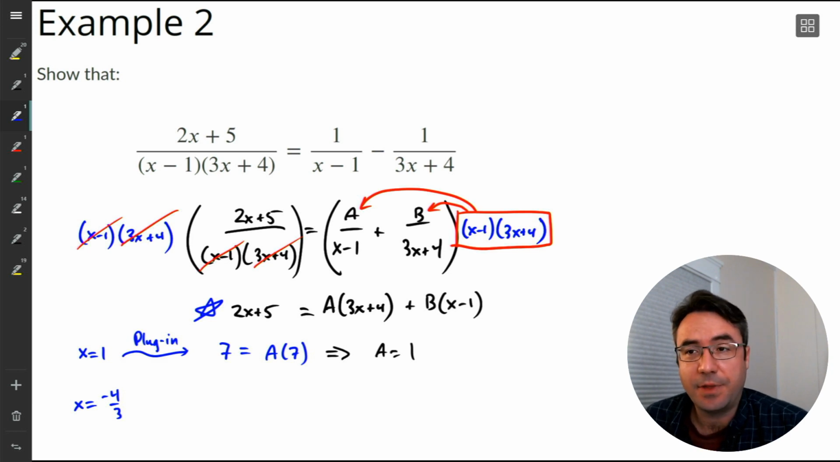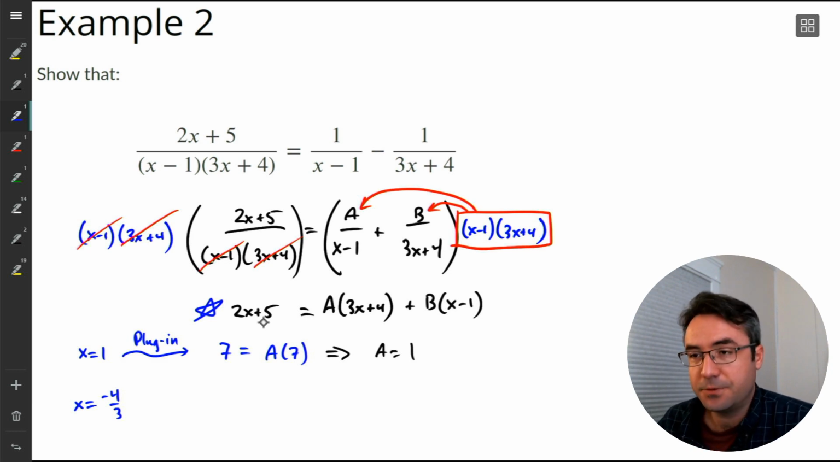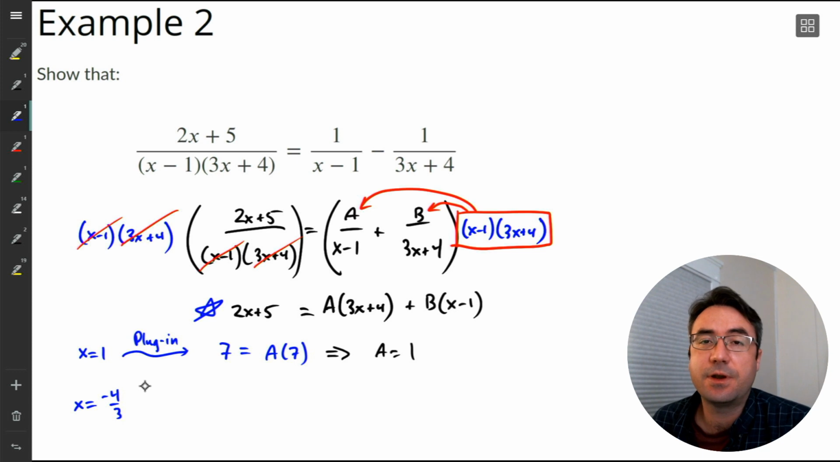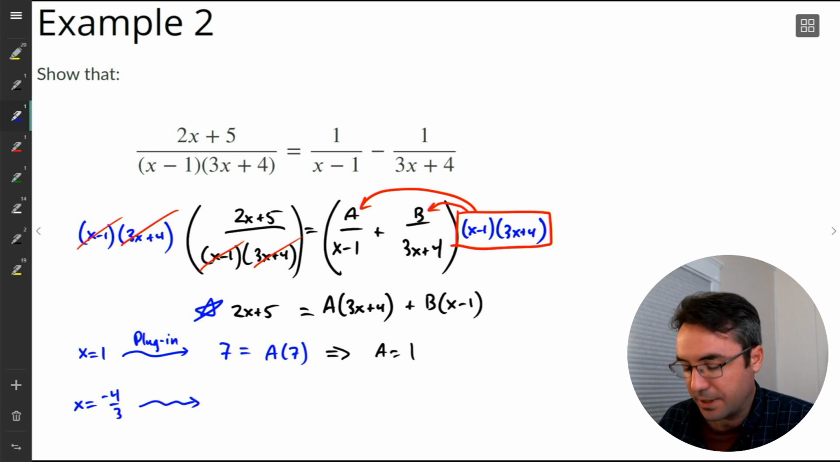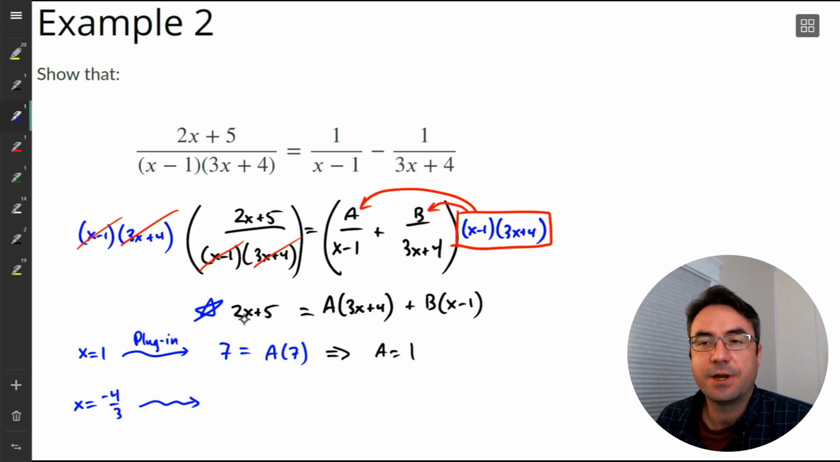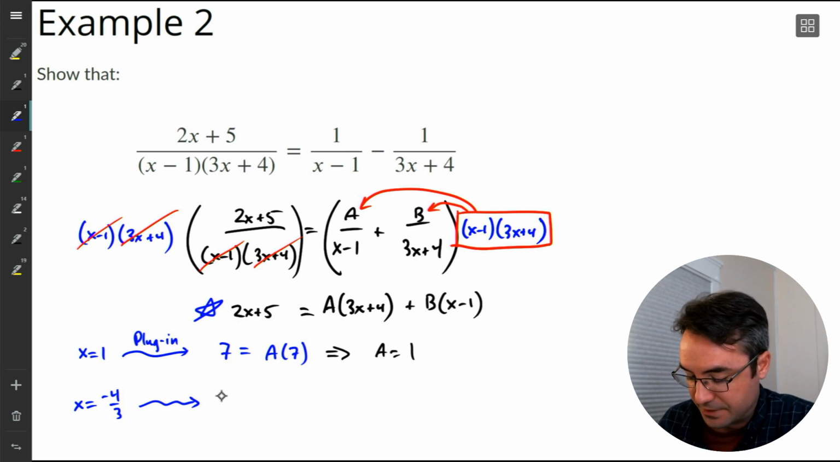We don't necessarily have to do that. If we wanted to, we could use x equals 0. That's also always a good choice because x equals 0 is just easy to plug in. But let's use this one. We'll get the same result regardless. So we're going to plug in. What do we get on the left-hand side? We're going to get negative 8 over 3 plus 5. And that's going to be 7 over 3.